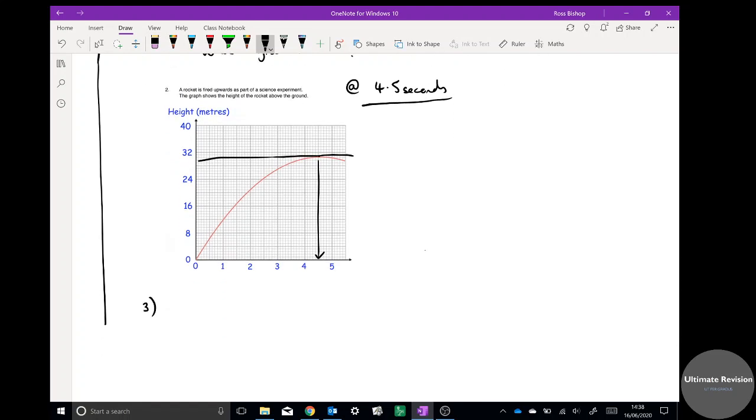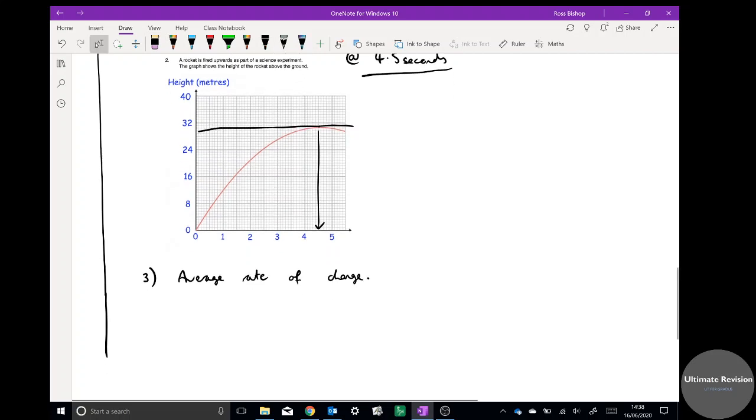Right, the final question is average rate of change. Now, you might get a question like this: find the average rate of change of the height of the rocket. This could also be worded as find the average speed, or find the average acceleration. They all work the same way.